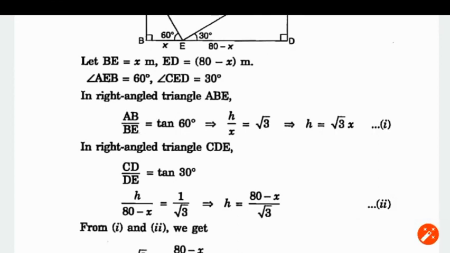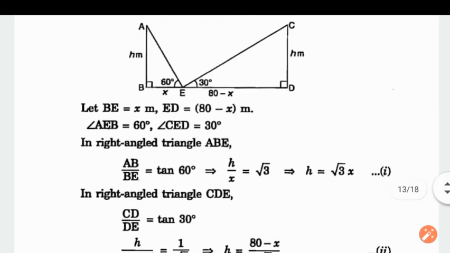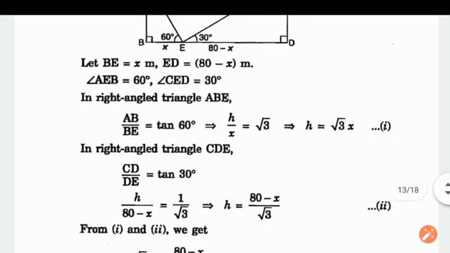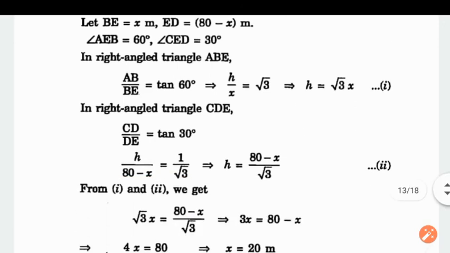Now h is equal to root 3 x. We need to find x also, we need to find h also. So that is equation 1. Now use the second triangle, the bigger one, triangle CED. Again I will use tan because it deals with perpendicular and base. Perpendicular is h and base is 80 minus x, and tan 30 degree is 1 by root 3.